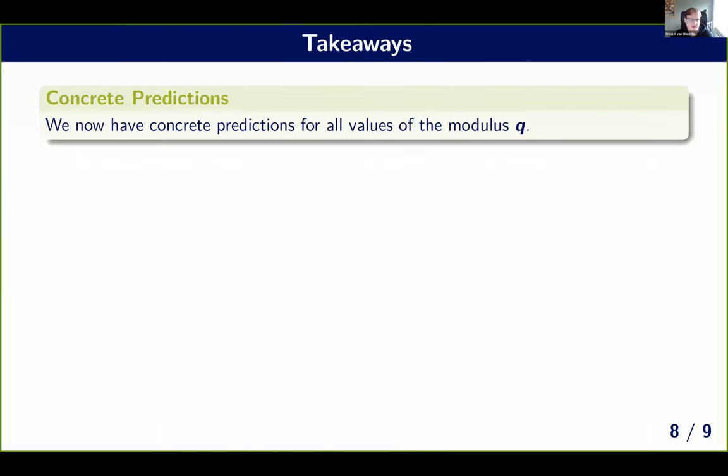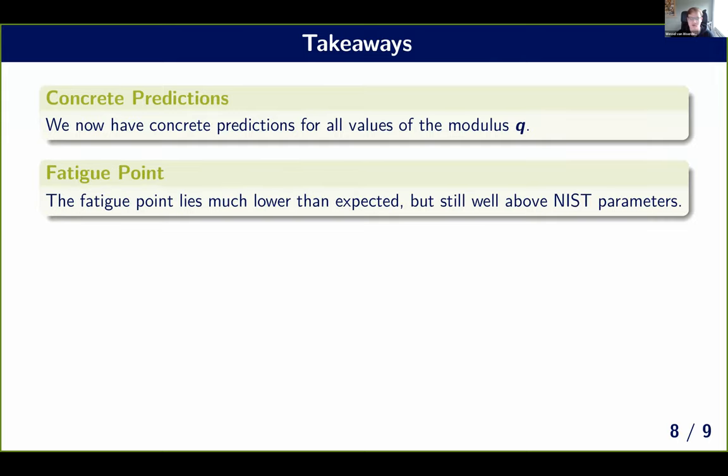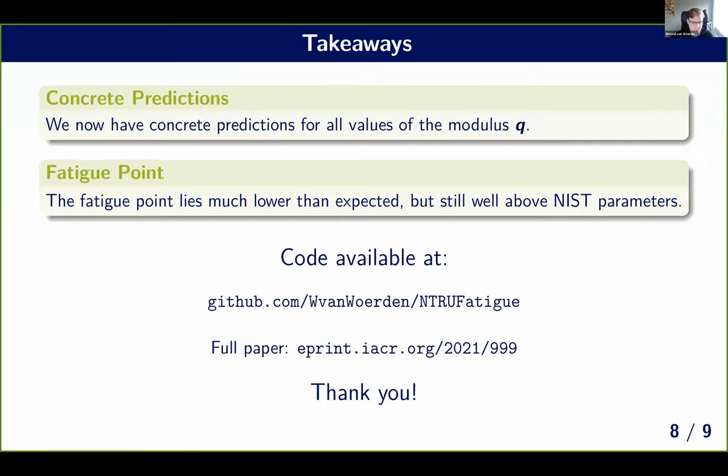So the key takeaways: we now have concrete predictions for all values of the modulus q. And the fatigue point lies much lower than expected, but still well above these NIST parameters. The code is available at this address for the experiments and the predictor. And the full paper is available in print. So thank you for listening.